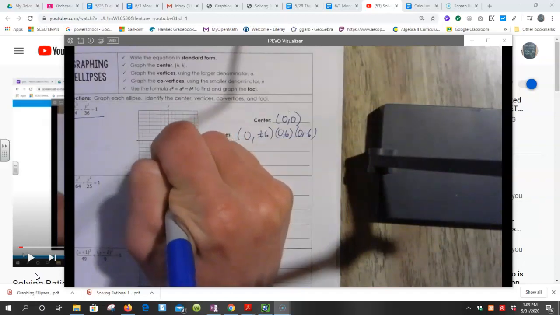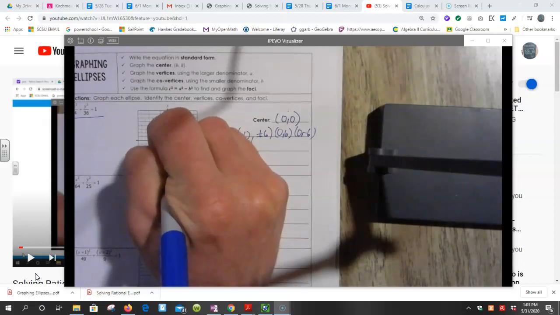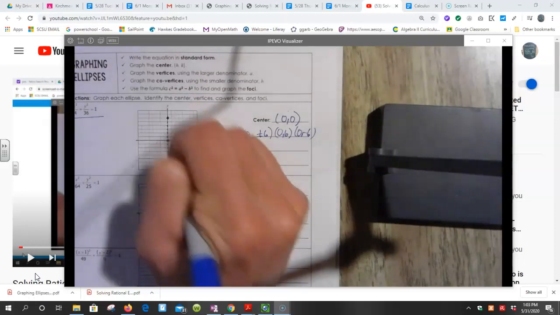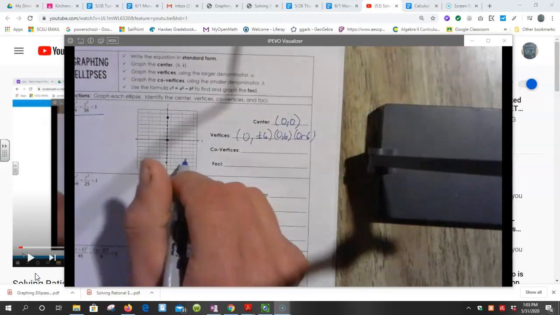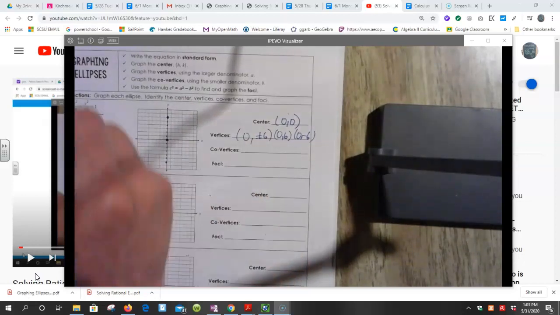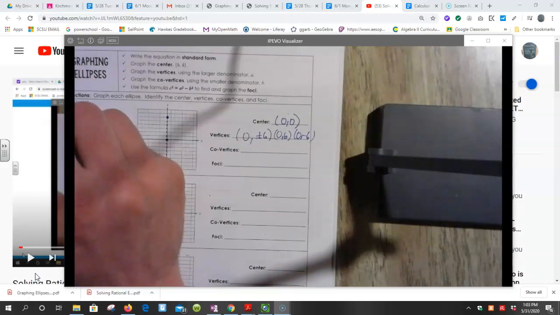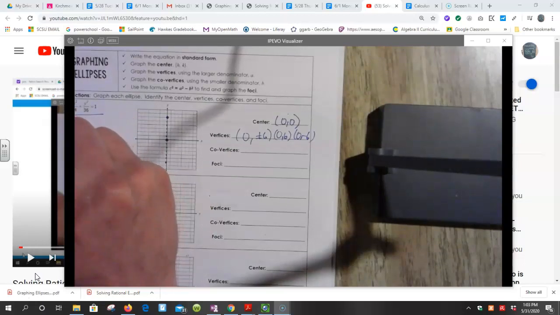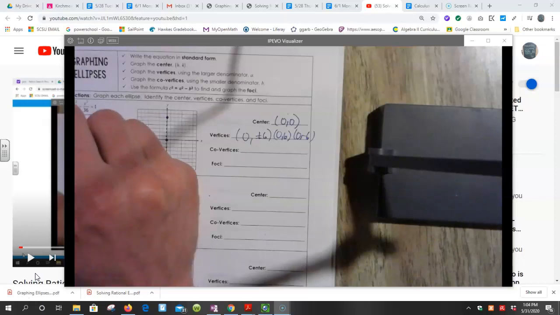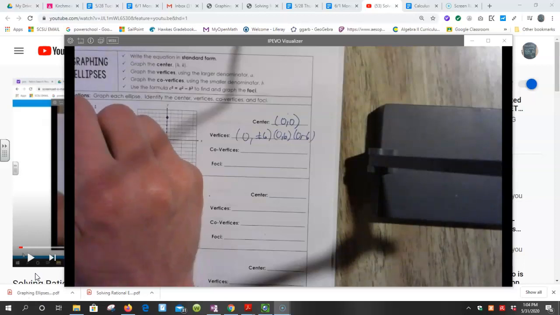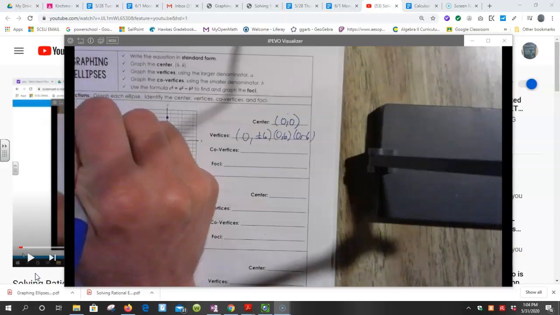1, 2, 3, 4, 5, 6. So we know it's going to be a vertical ellipse, because b squared is equal to 4 and a squared is equal to 36. A is always the larger distance, just so you know, with the a and b business. So a is always the larger one, and b is always the smaller one. So b squared equals 4 and a squared equals 36, so b equals 2 and a equals 6.